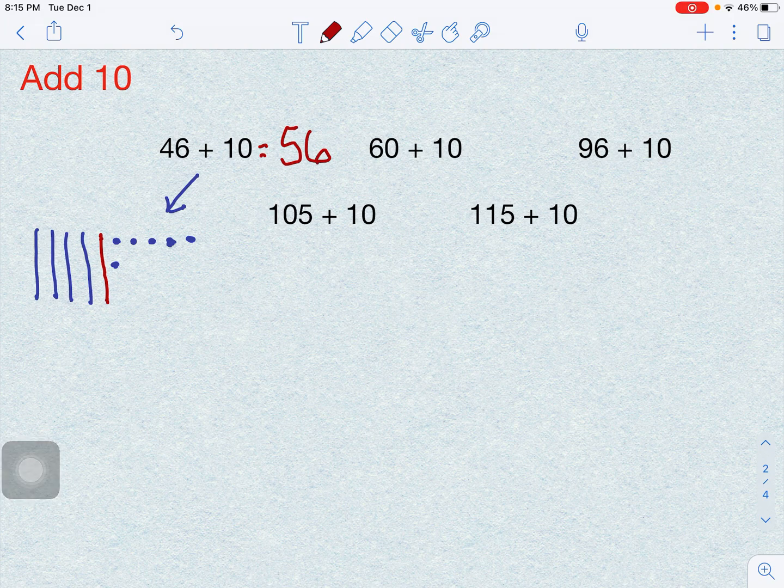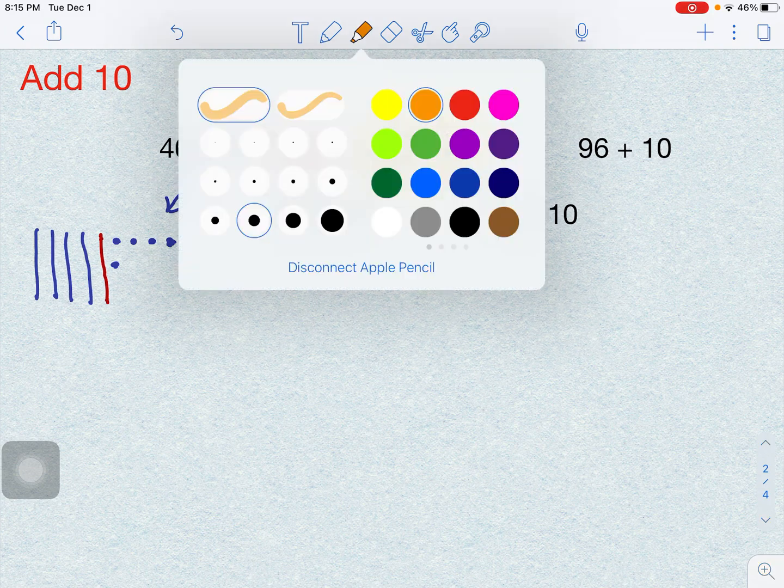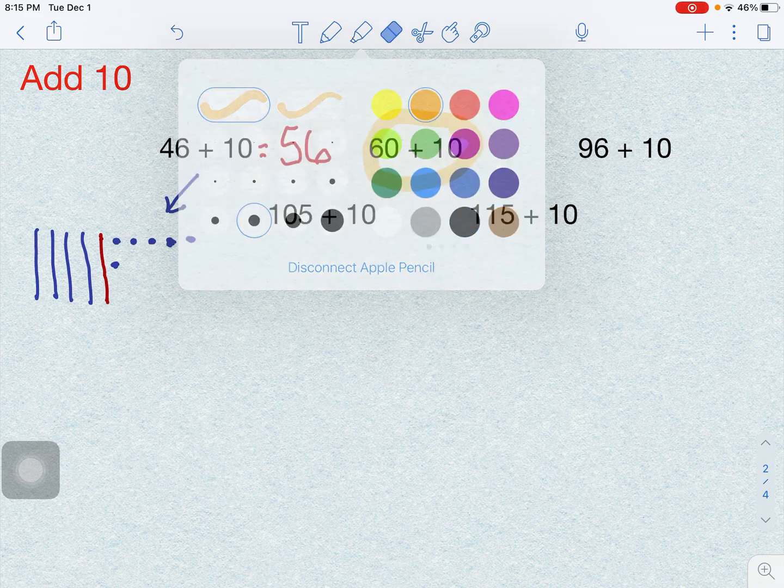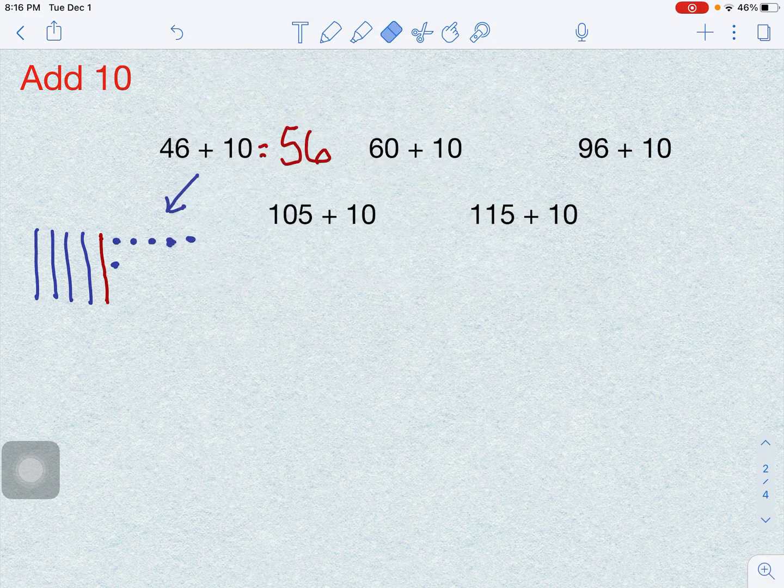All right, let's take a look at this next one right here, where we're going to look at 60 plus 10. If I know that I have 60, that must mean I'm going to have my 6 tens.